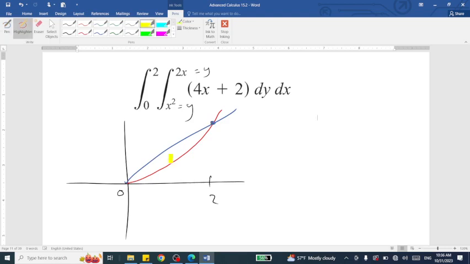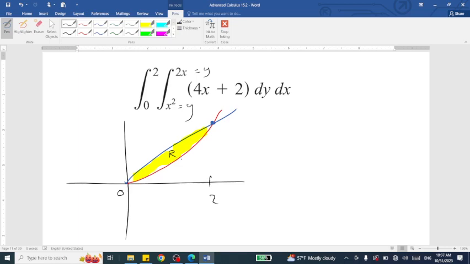Let me make it yellow. All of this is the region. This is my R. I want to find this R. Okay? Any problem? No.